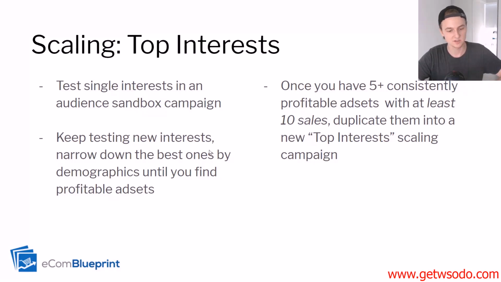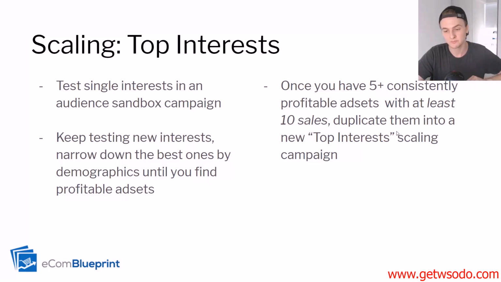And then you want to keep testing new interests similar to the top performers and narrow down the best ones by demographics. So for example, if you have an ad set that's doing really well and most of the sales are coming profitably from 35 plus or something, then you can narrow down to that. And then you can also test similar interests to that one, right? So keep expanding horizontally on interests and narrowing them down, finding new profitable interests until you have 5 plus consistently profitable ad sets. And by consistently profitable ad sets, I mean at least over 2 to 3 days and at least 10 sales. So you don't want to try to scale too early. It's much better to just be patient and make sure that all of the ad sets are actually consistently profitable. It's not just random sales.